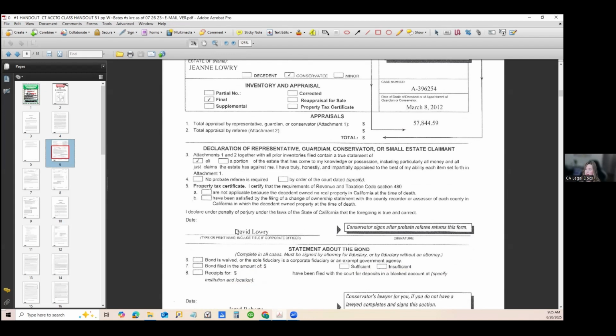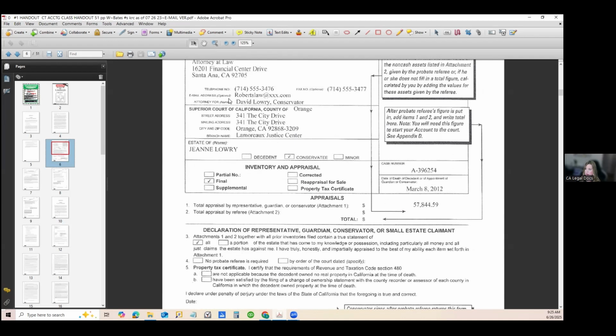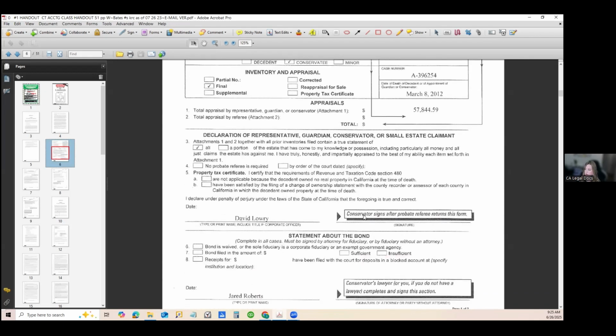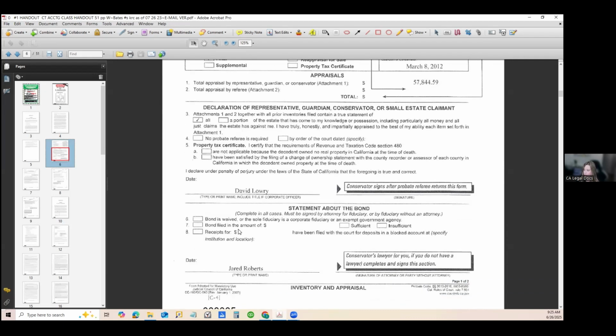Coming down, this is going to be the name of the preparer or the administrator or whoever is completing the form. You do not ever sign this form or have the client sign the form until it comes back from the probate referee and it is completed, unless you don't have any assets where a probate referee values, and in that case it will be signed right then and there.